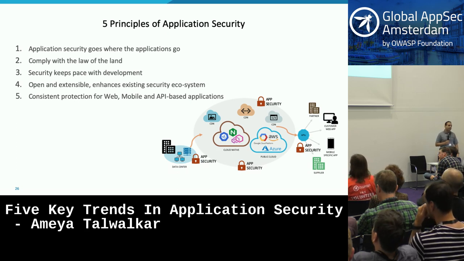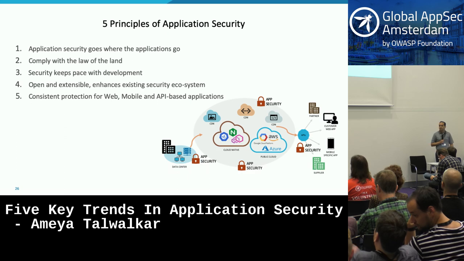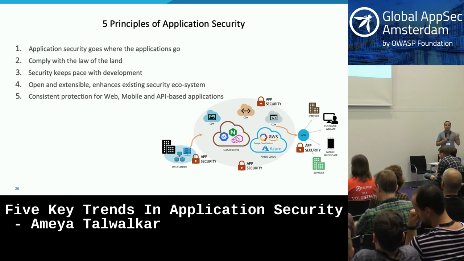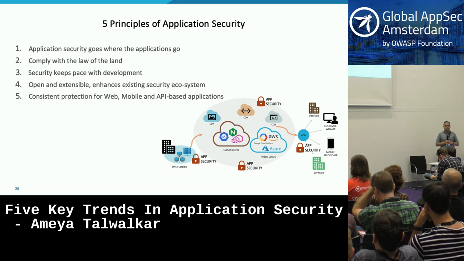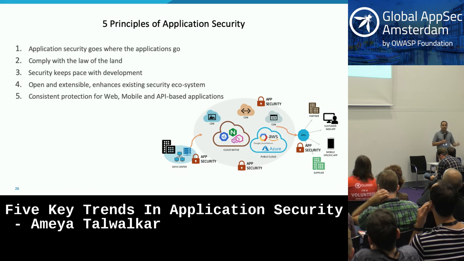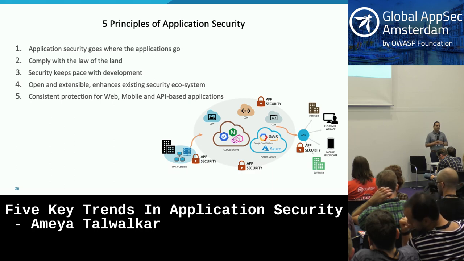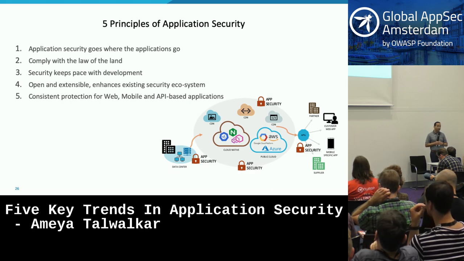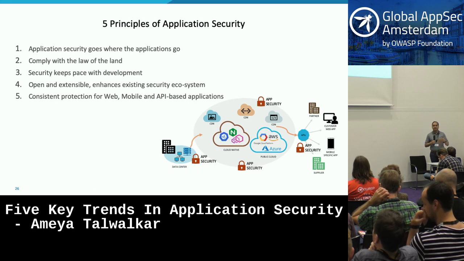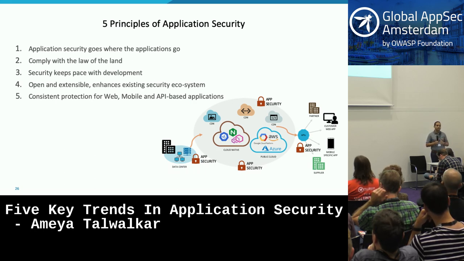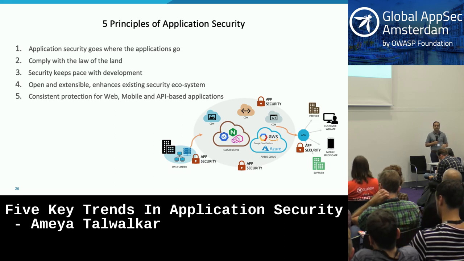Look for those open solutions rather than closed solutions. And the last one is just look for solutions that are protecting all the apps equally well. The challenge here is if you have one particular solution on the web, a different solution for mobile and different for APIs, again, it's going to slow down your DevOps cycle. Or it's going to leave applications completely exposed because you don't have equal protection on all of them. And no matter how much secure you make your web or mobile applications, your APIs are going to lose value.